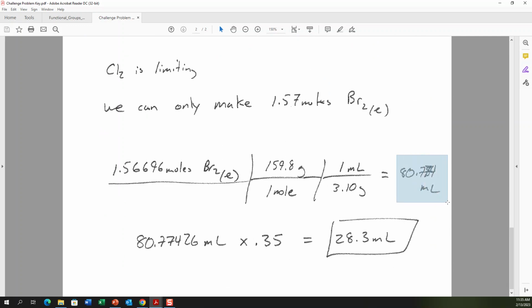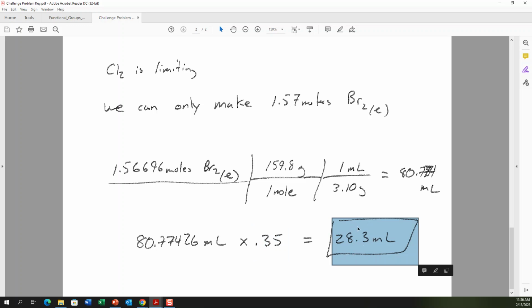So this would be, sorry if you can't read my handwriting, 80.774 milliliters. That would be how much bromine we could get if we had 100% yield. But remember, the question said only 35% yield. So we take the milliliters of bromine at 100% yield and multiply it by the actual yield, 35%, which is 0.35 mathematically. So the 80 milliliters times 0.35 would give us the actual amount we get. So the answer to that challenge problem is around 28.3 milliliters. That's what we would expect.